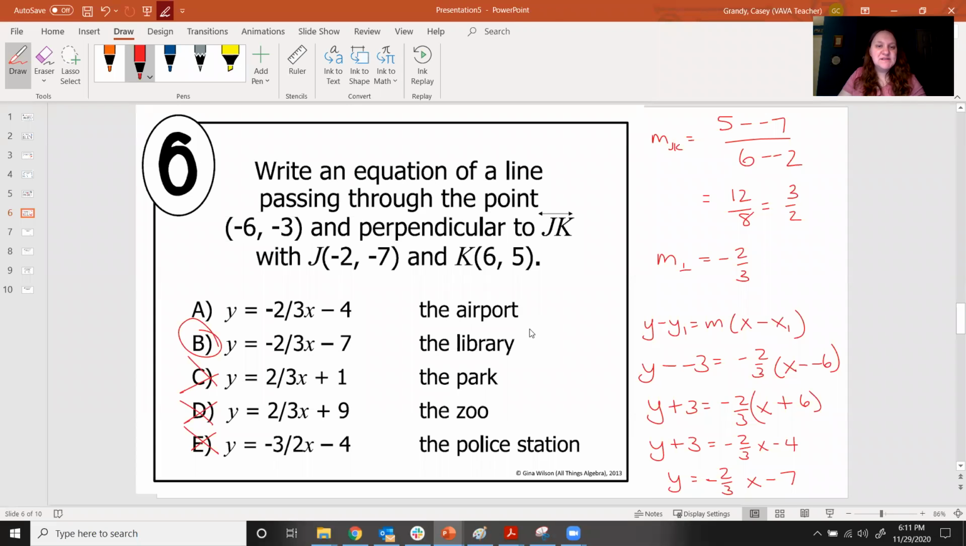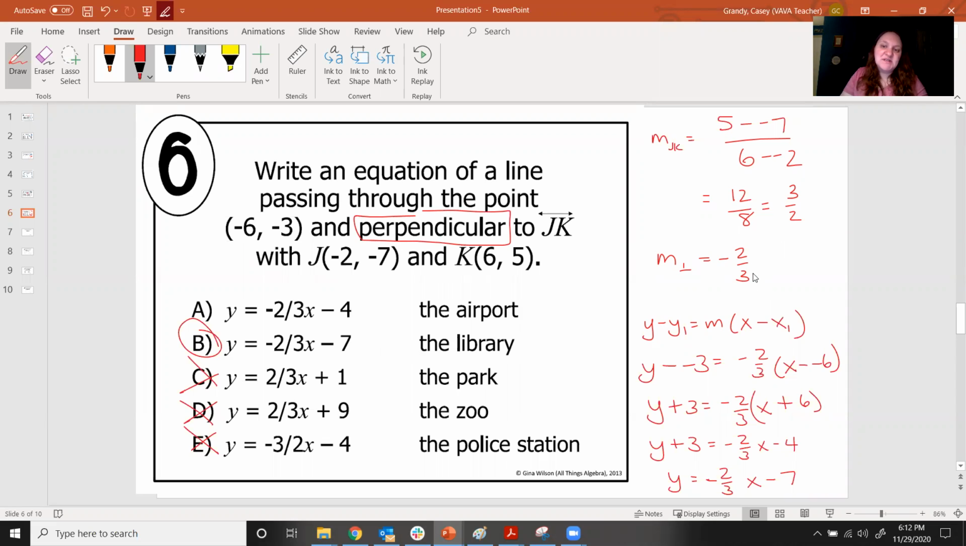So when you found the slope for JK, you should have found its slope to be 3/2, 3 over 2. Because we were looking for a perpendicular line, we need the slope of the perpendicular line. So because the slope of JK is 3 over 2, it means the perpendicular slope is -2 over 3. Take the opposite sign and flip your numerator and denominator.